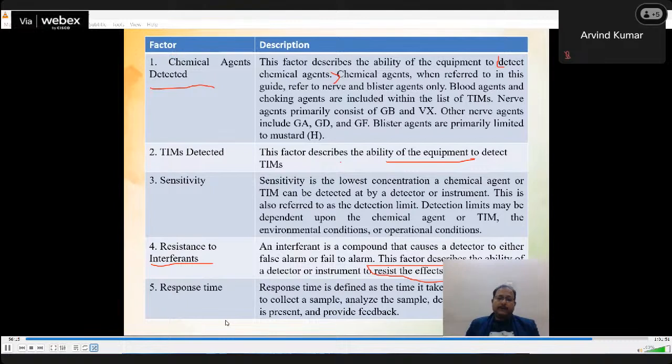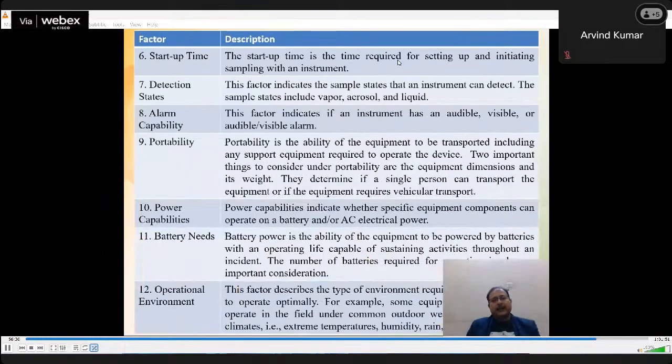Next factor is response time. Response time is defined as the time it takes for the instrument to collect a sample, analyze the sample, determine if an agent is present, and provide feedback. So response time is much required, so that if we are focusing on detecting within half an hour, the golden hour response time can be used, and not a response after 3 days, 4 days. Again, it is much required that this factor should also be considered. Next, startup time factor. The startup time is the time required for setting up and initiating sampling with an instrument.